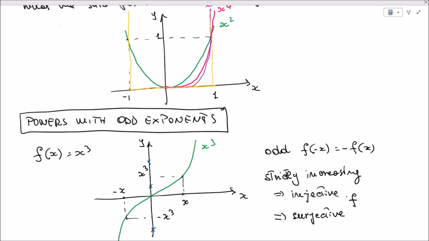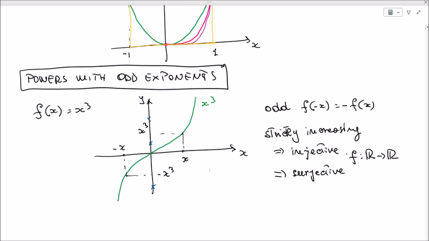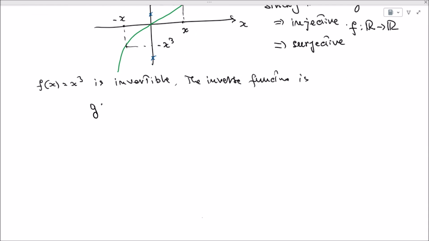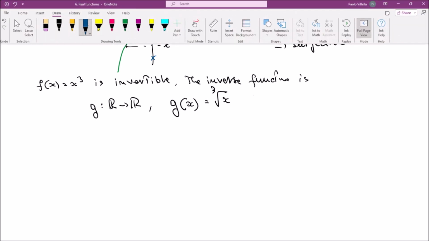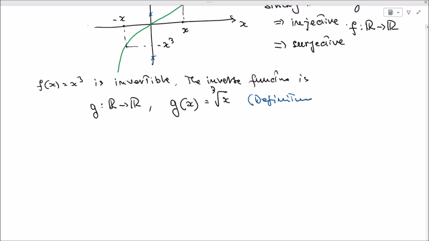And when I'm saying this, I'm considering f from the entire R to the entire R. So that indicates that f of x equal to x cubed is invertible. And the inverse function is g from R to R, and we will represent this function as the cube root of x. And this is another definition of the cube root of x.